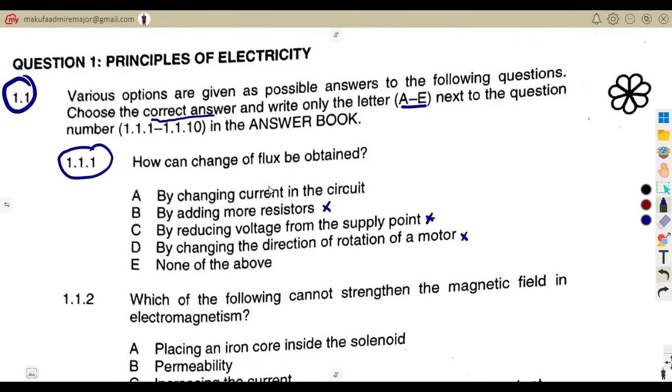So what about changing the current? That is the one that we need there: by changing current in the circuit. Also remember the formula where flux is equal to IN over S. Our current affects the flux directly, so the moment we change it, flux is also changed. If there was something about the number of turns, which we do not have, the first answer was going to be the best one, which is A.